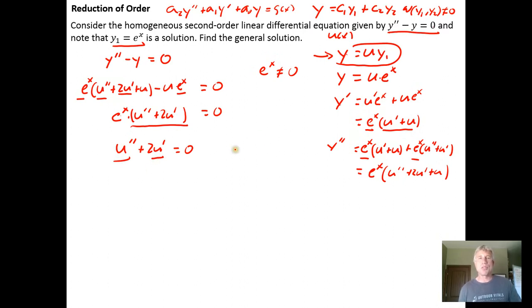So if I make the substitution, w equals u prime, then that means that w prime will equal u double prime. So I can replace the u double prime with w prime plus 2 times u prime, but u prime, we're substituting it for w, and now I have a first order linear differential equation. And we know how to solve a linear first order differential equation using an integrating factor.